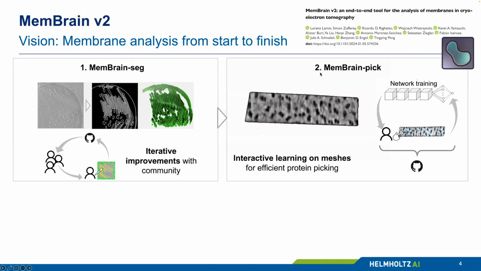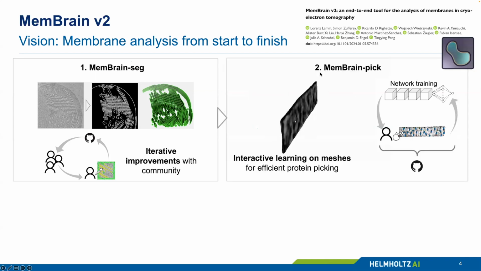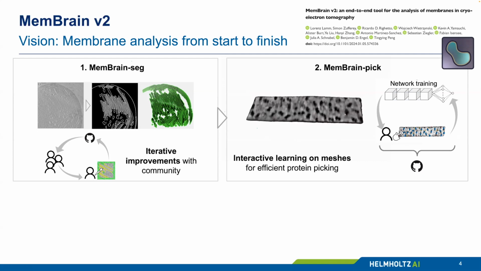As a second component, we want to have Membrane Pick, which is the program that we want to use for the localization of membrane proteins. And there our goal is to design it in a very interactive way where we integrate it into a Napari plugin, and we try to go back and forth very easily between the annotation of proteins and then also the training of a network to localize the proteins.